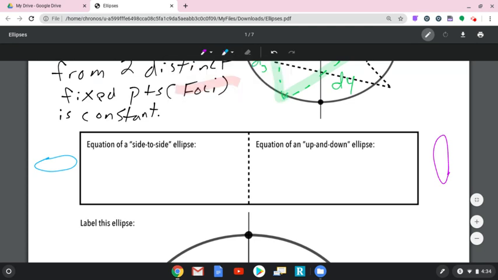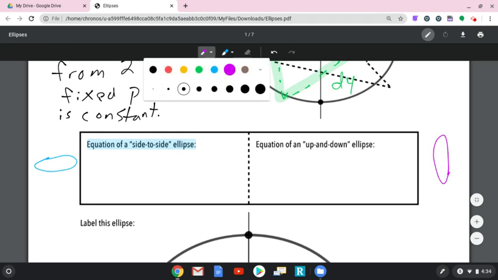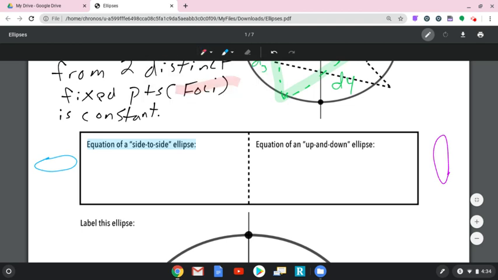Let's start with our side to side ellipse. Before we even start that, let's make a note when I look at this equation: 0 has to be less than B, which has to be less than A. I wrote A, and that's written. This means that A is always the largest value. A is always larger than B, and that is key to remember.